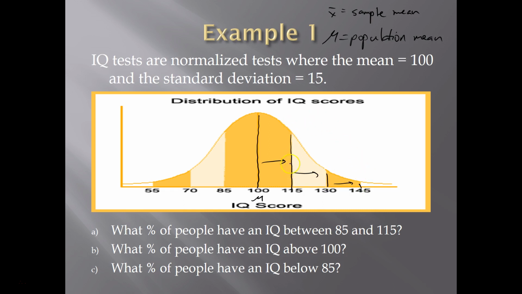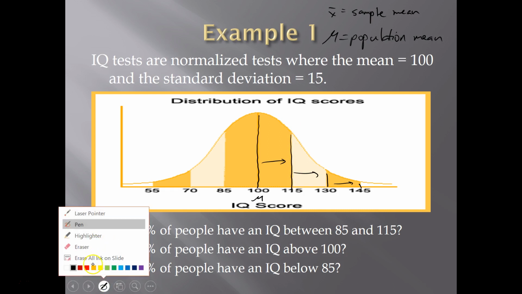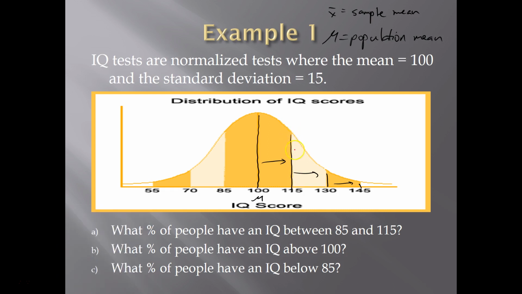So in other words, this right here, let me do this in red to make it stand out, has a z-score of positive 1. This right here has a z-score of positive 2. This right here has a z-score of positive 3. Because look at the numbers: 100, 115, 130, 145. They're getting bigger and bigger. They're higher than the mean.